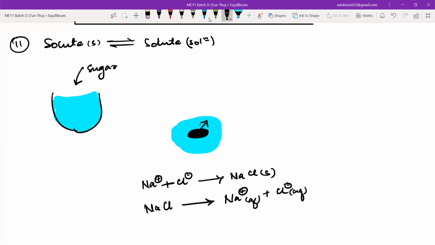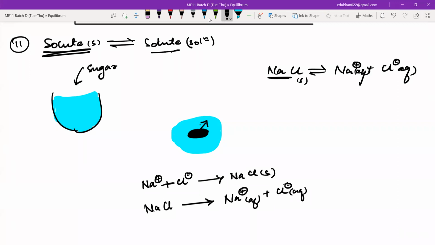These are the two changes occurring, and hence we can write NaCl in equilibrium with Na+ and Cl-, where the ions are in aqueous state and NaCl is in solid state. So we have the solute NaCl, and the ions in the aqueous solution. If I associate Na+ and Cl-, I am forming a solid. This is known as crystallization; we are forming the crystal of NaCl. And here we are dissolving sodium chloride in the water molecules. This is known as dissolution.